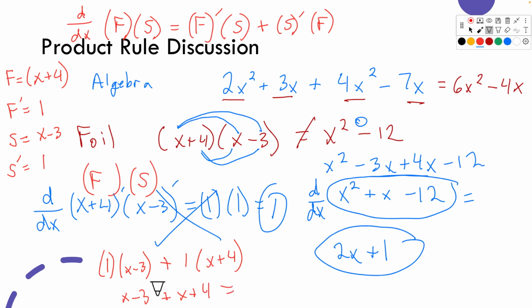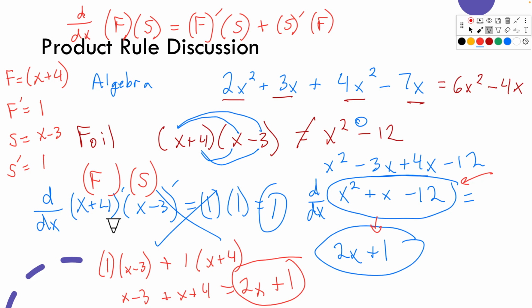Combine like terms: x plus x is 2x, negative 3 plus 4 is plus 1, and look, we now have the same derivative for this function that we should have had. Because if we FOILed it out first, we know how to take that derivative term by term. We know that when we FOIL something out, that's what we get, and we know how to take this derivative, so we know this is correct. And now this new process that just seems to be out of nowhere, it works.